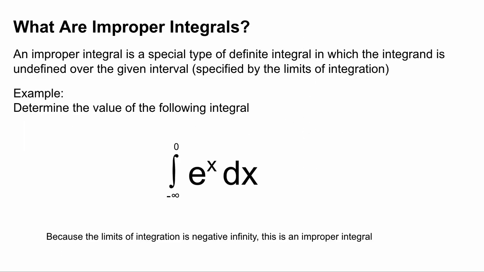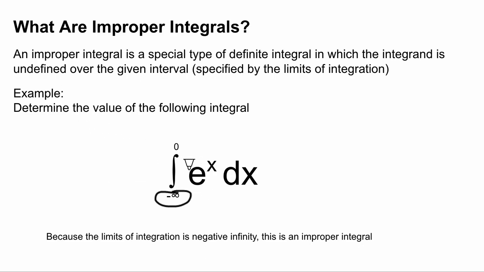So let's look at a more formal example. We're going to determine the value of this following integral from negative infinity to 0 of e to the x dx. Because this limit of integration right here is negative infinity, that is a red flag that this is an improper integral. Anytime you have a limit of integration that is infinite, it is always going to be improper.